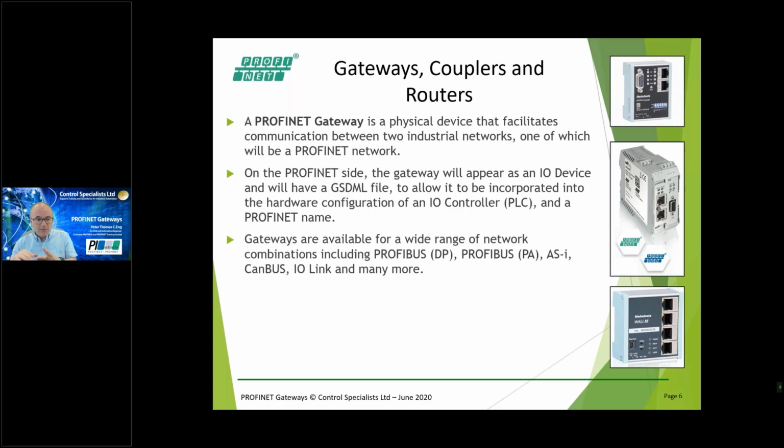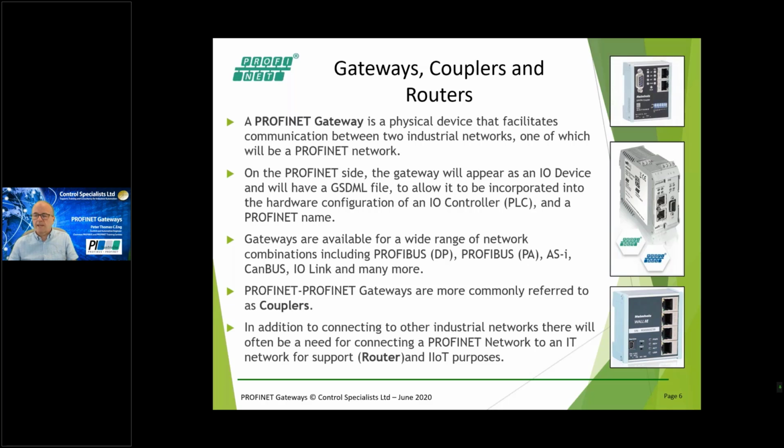They're available for a wide range, as I've mentioned: PROFIBUS DP, PROFIBUS PA, RS-232, CAN bus, etc. Most of them are the same. Where they differ is in particular the PROFIBUS PA, which I'll be explaining. There's a little bit more work involved in configuring those. If we've got PROFINET to PROFINET, then they're still a gateway, but they're very often referred to as a coupler. So we'll have a look at all of these.